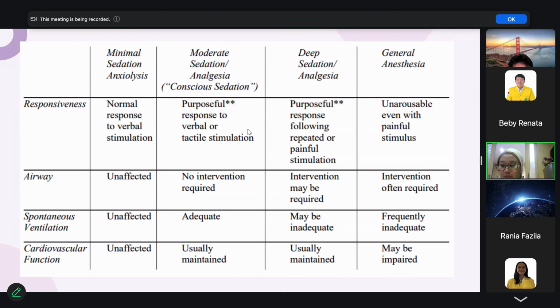So please note the difference in airway, respiratory, and also circulation among these different levels of sedation. And dentists are eligible to do sedation up to this level, moderate sedation. For deep sedation, we need help from an anesthesiologist. So we cannot perform deep sedation by ourselves. It should be the anesthesiologist. And also general anesthesia must be done by the anesthesiologist.